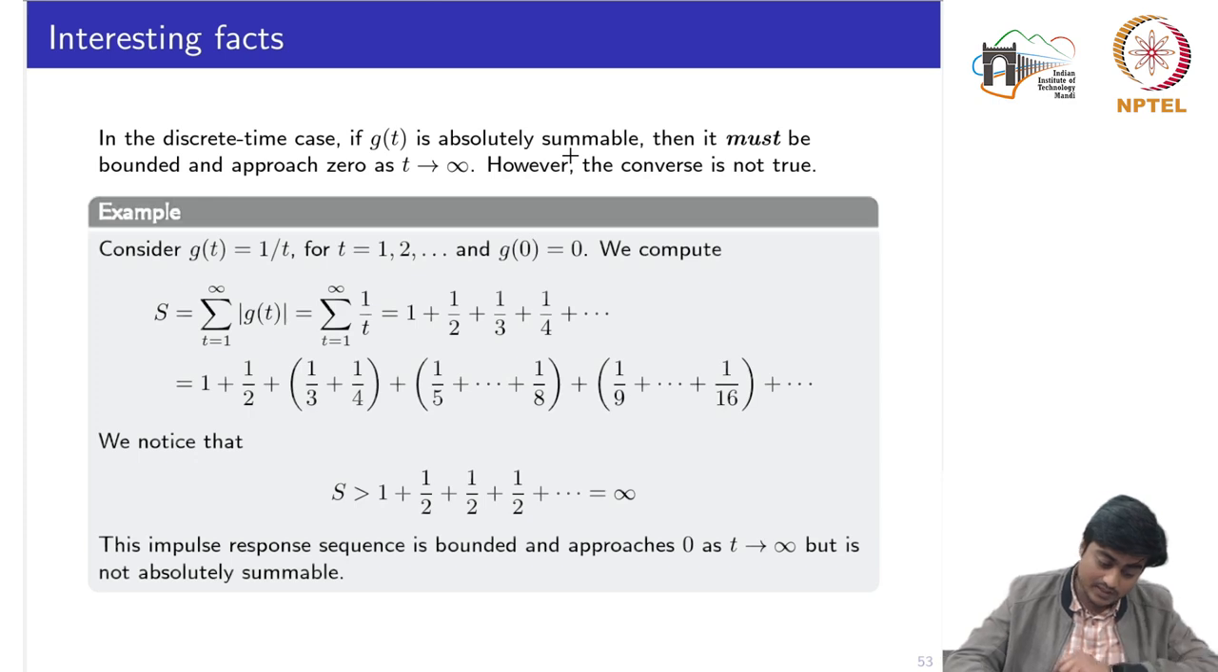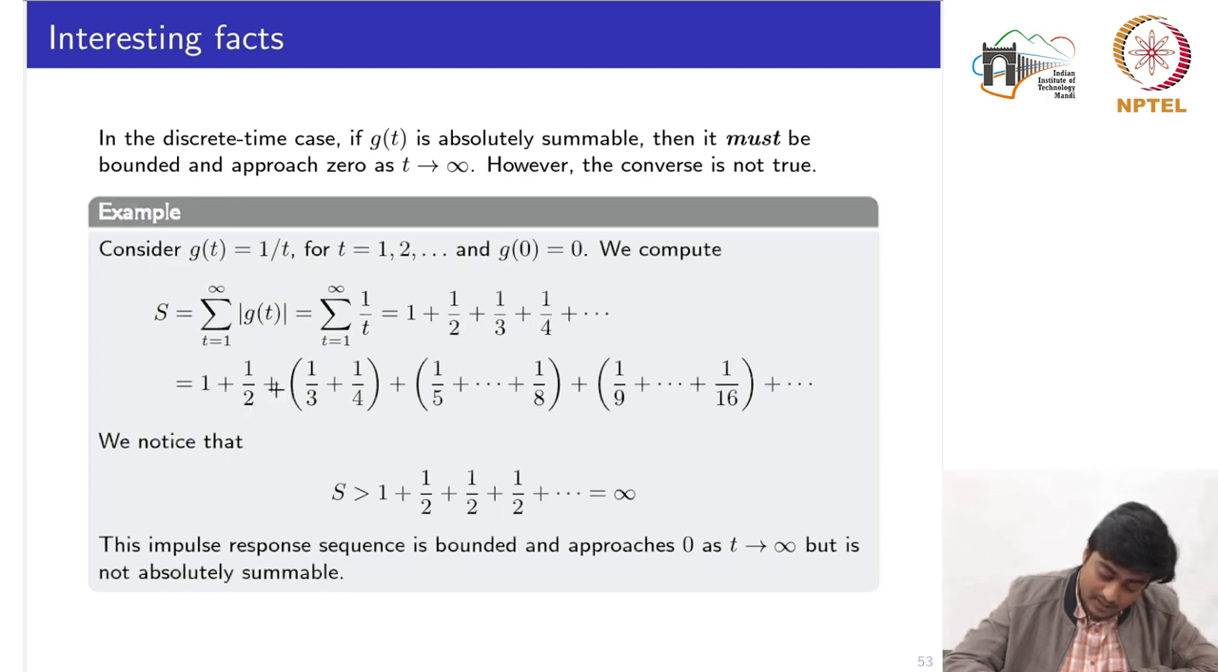We can see one quick example. Consider the signal g of t given by 1 over t, where t belongs to the set of positive integers. So we compute this summation, taking the sum of the absolute value of g of t starting from t equal to 1 up to infinity. We can write 1 plus 1 by 2 plus 1 by 3 plus 1 by 4.